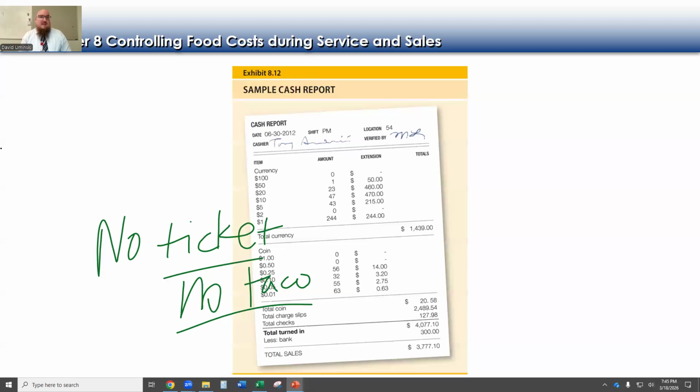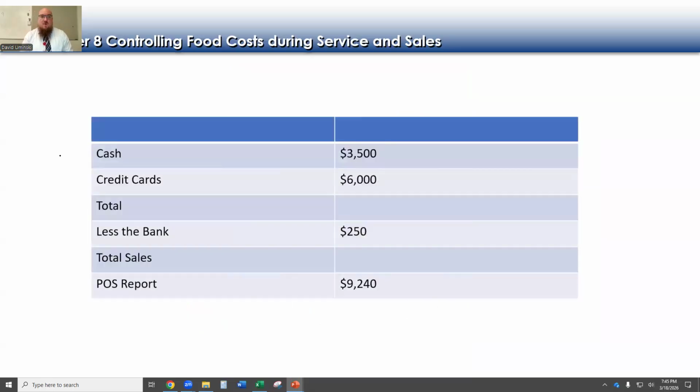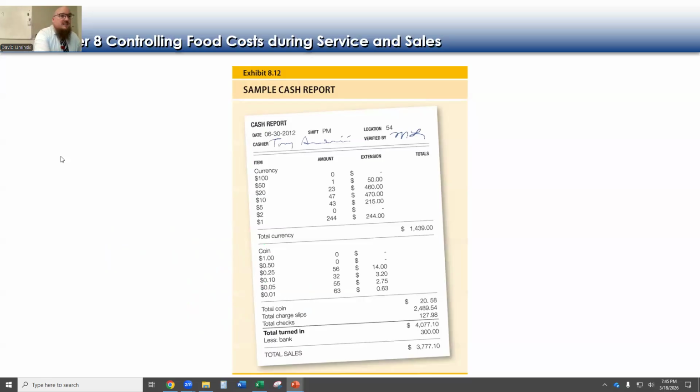All right, the last thing I want to talk about in the sales is our money. Okay. How many of y'all have worked at a cashier type position before? Anybody? Okay, cool. So what is this bank that's down here? This $300. What is that bank? What does that mean? That's the money you start with.